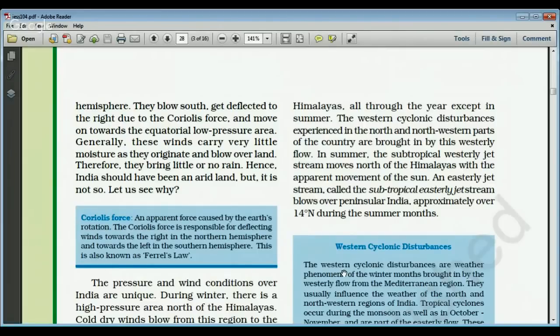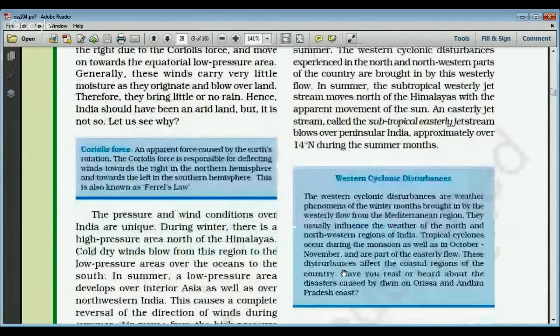See, this Coriolis force is actually an apparent force caused because of the Earth's rotation, and Coriolis force is responsible for deflecting winds toward the right in the northern hemisphere and toward the left in the southern hemisphere. So please remember this fact: whatever wind comes in the northern hemisphere will be deflected towards the right direction, and in the southern hemisphere toward the left direction. And this deflection of wind because of the Earth's rotation is also known as Ferrel's Law.